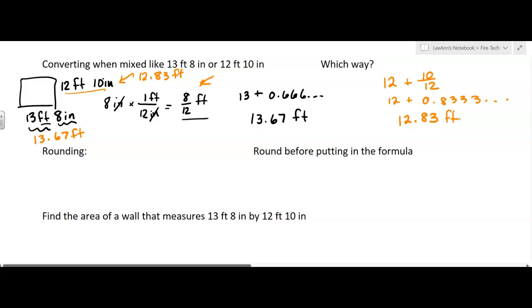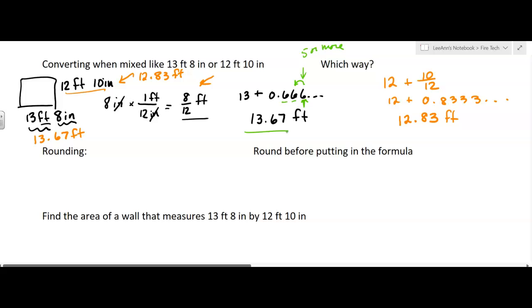Okay, now let's talk about the rounding. How do we do that? Well, if we're going to round to 2 decimal places, so you think 1 place, 2 places, you're going to look behind that. If it's 5 or more, you're going to round up. So you're going to add 1. So that's why we used 13.67.